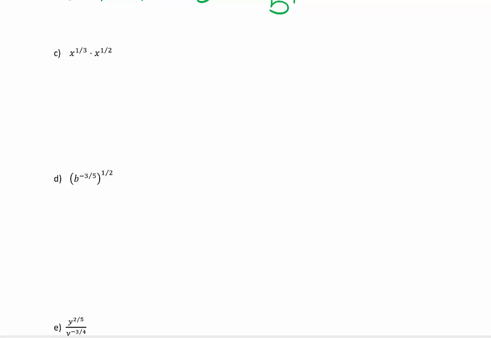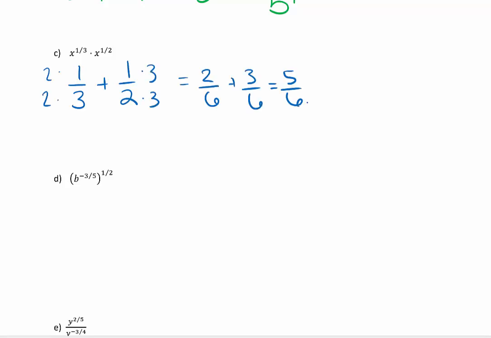Now these same laws of exponents apply even if you have fractional exponents. It's the same rules. So x to the 1/3 times x to the 1/2, that's a product. So I'm going to add the exponents. I'm going to need a common denominator to add. I'll make 6 my common denominator. So I get 2 over 6 plus 3 over 6 is 5 over 6. And so my answer is x to the 5/6.